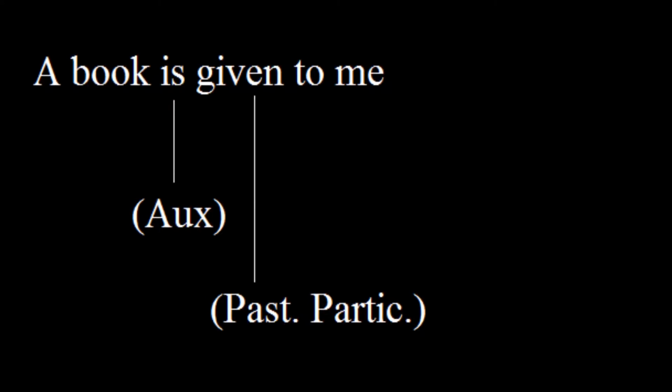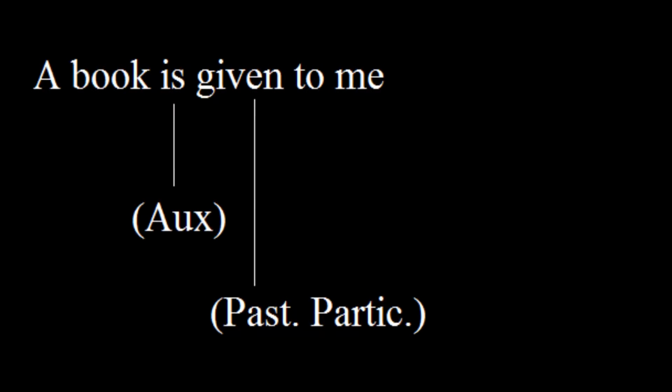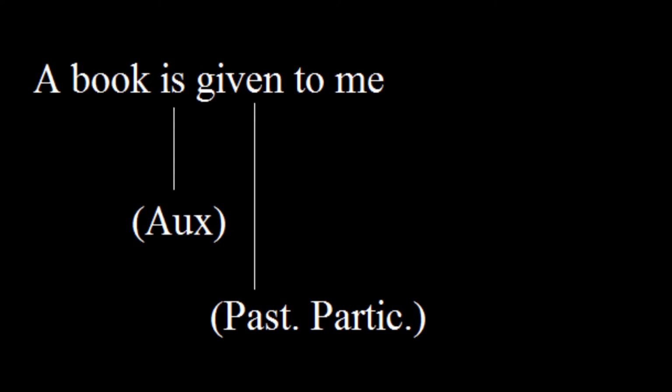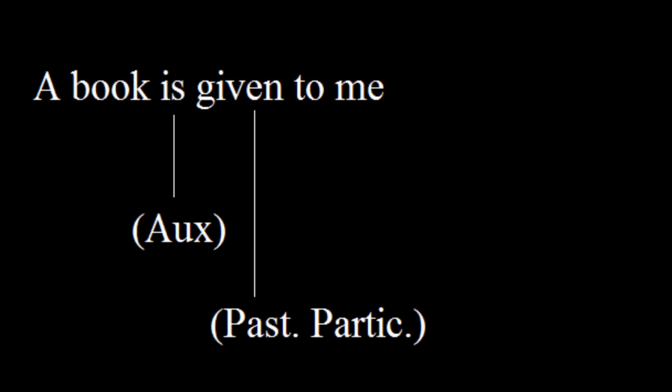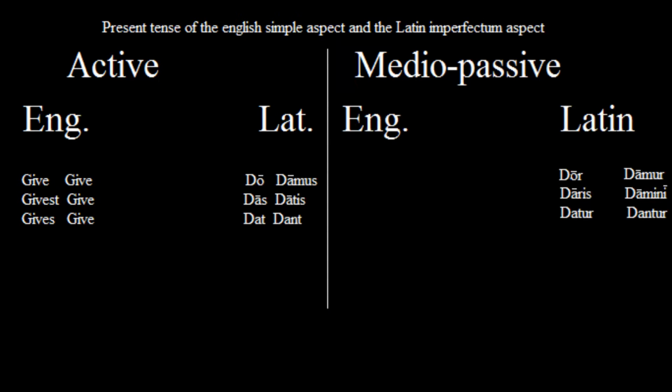Now, English does actually use other sorts of constructions to do passive voices. We'll look at those later. But for now, let's take a look at the mediopassive forms of Latin. So, here we have some forms. On the left, we have active forms. On the right, mediopassive. So for English active, we have give, givest, gives, give.